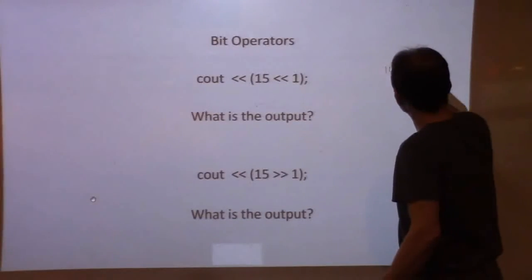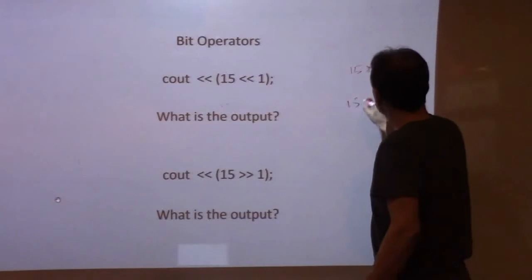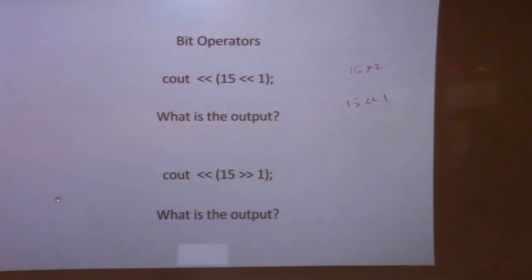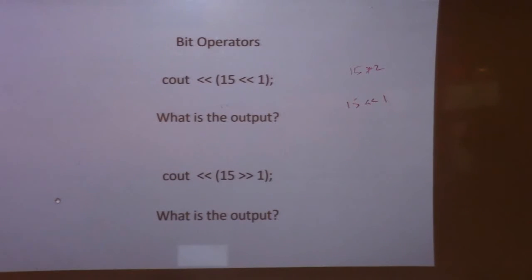If I write 15 times 2, and I write 15 left shift 1, what's the value of those two expressions? Both are going to have a value of 30, right? So left shift 1 tends to double, right? So which one is faster? How many people think it's the second one? Raise your hand. How many people think it's the first one? Raise your hand. And people don't know what to think. All right, so the answer is that the second one is faster, but the question is why?